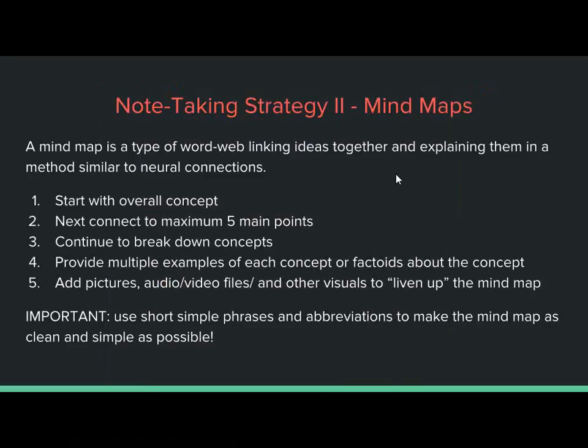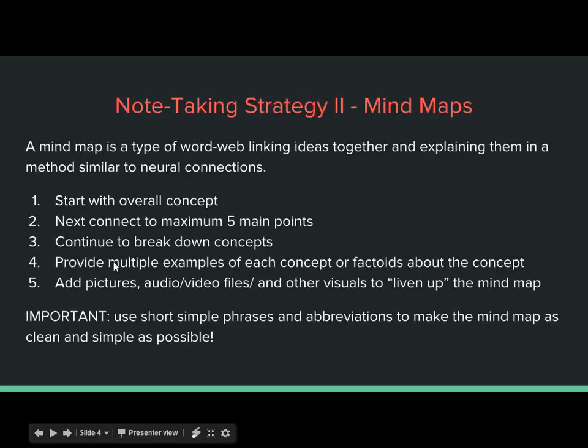And another strategy is mind maps. Mind maps are a type of word web, and they really help because they mimic the way your mind actually works. So you start with an overall concept, and then you link it to main points, no more than 5, because if you have more than 5 main points, some of them probably aren't actually main points, they're part of a different point. And then you keep breaking down the concepts to the level of detail that you're satisfied with, and that's not too complicated to follow.